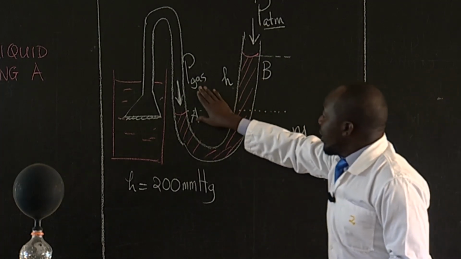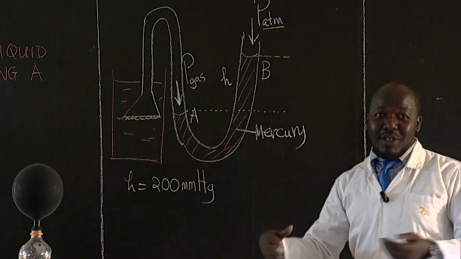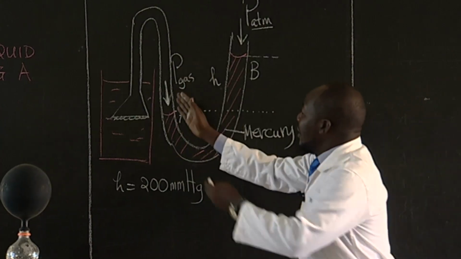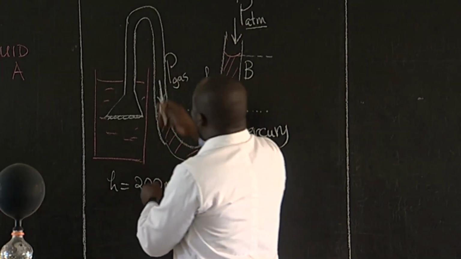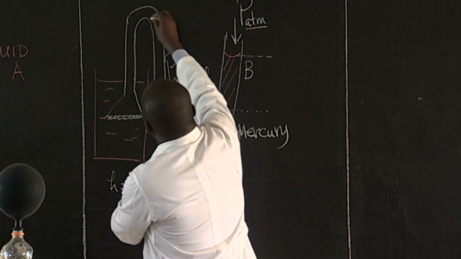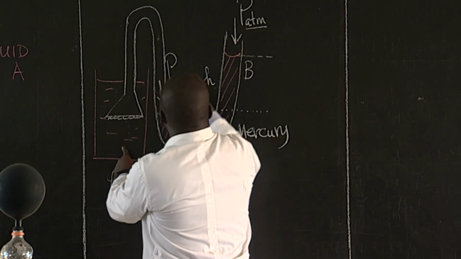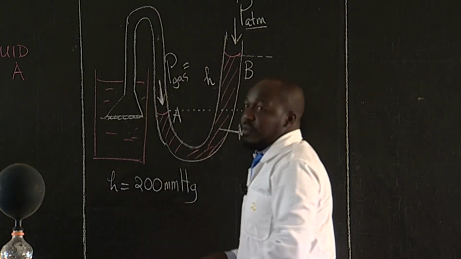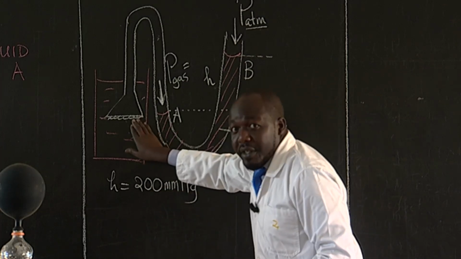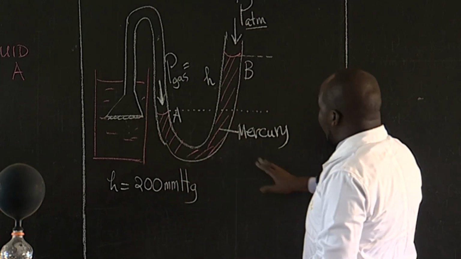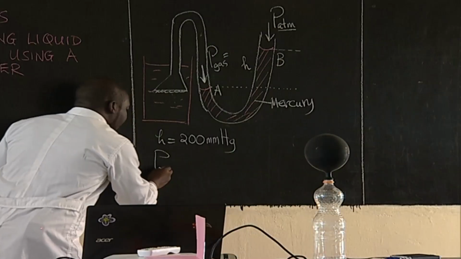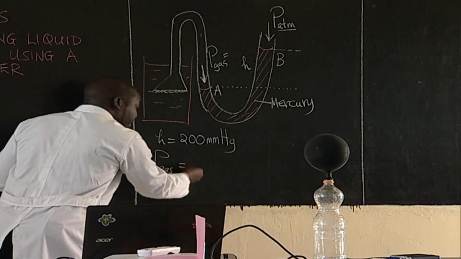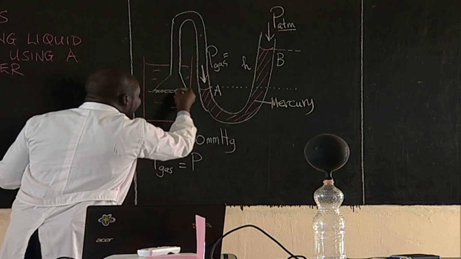So gas pressure and atmospheric pressure are not the same. Gas pressure is overpowering atmospheric pressure. This is more. But remember, this pressure of the gas is being produced by the liquid. So this is also equal to the liquid pressure at this point here. Okay? And so if I want to get the pressure of the liquid or the pressure of the gas, remember they are going to be the same. Pressure of the liquid at this point.